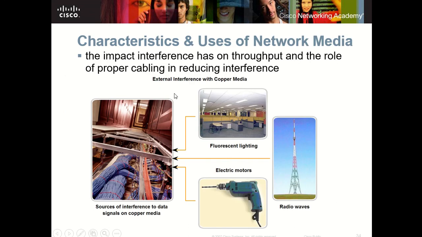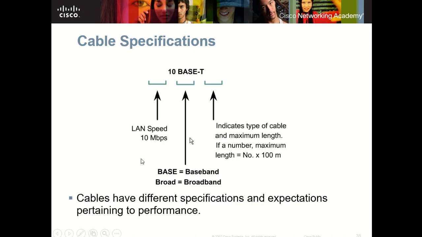For example, external interference with copper media. These interferences affect your copper media. We have fluorescent lighting, electric motors, and radio waves. So it is better if they are arranged properly, for example buried under the floor. This is where the cables are placed.